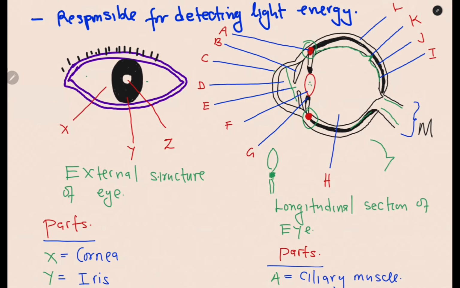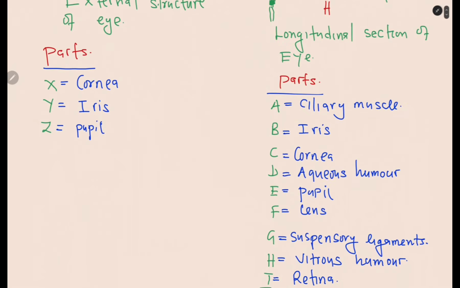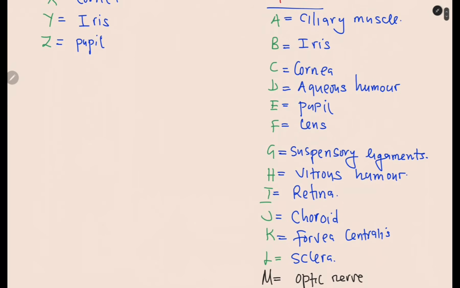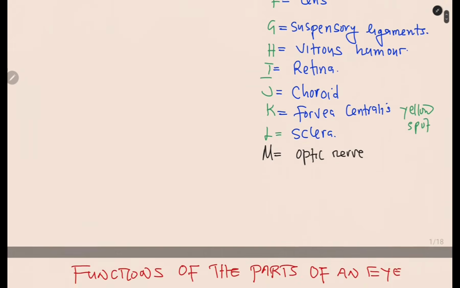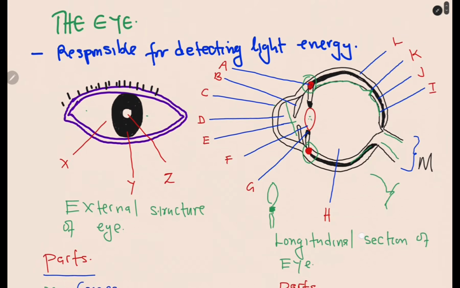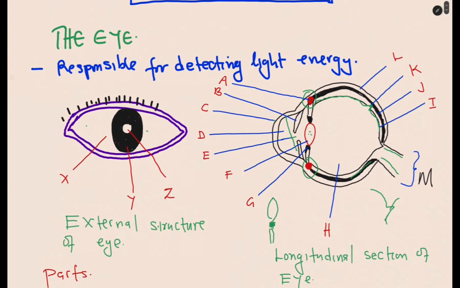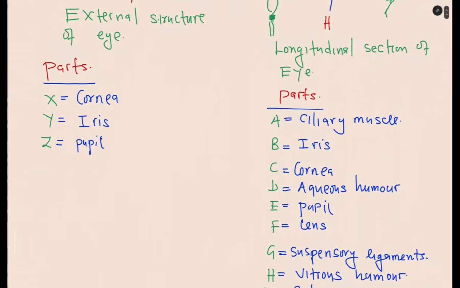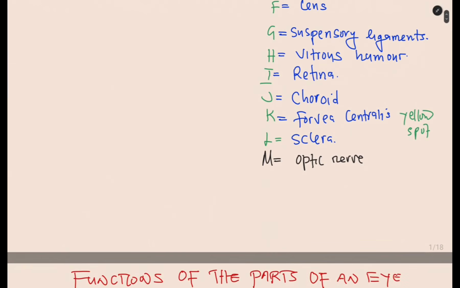Then there's a part that is, you know, this part, that is what we call the fovea centralis, or yellow spot. So that one is called the yellow spot, and we are going to see it soon. Then we have the sclera, which is just J. Then of course, what about K? Did we mention K? Okay, K is the one that we are looking at. L, which is the sclera.